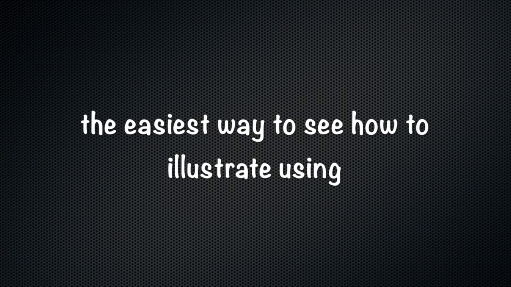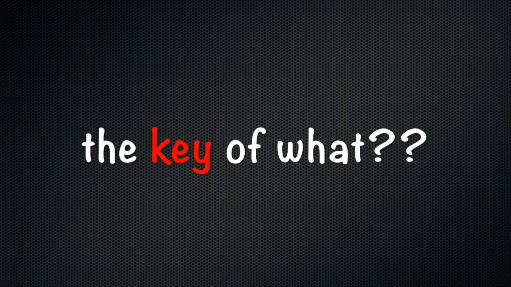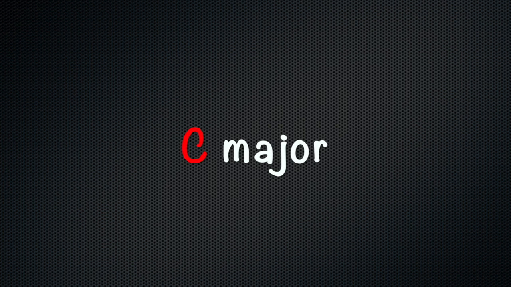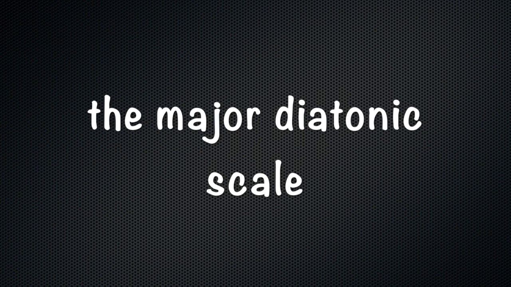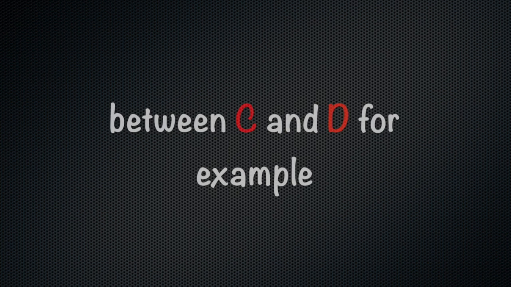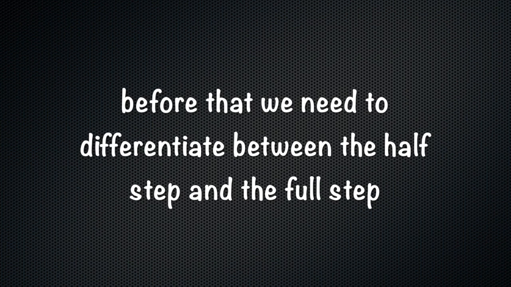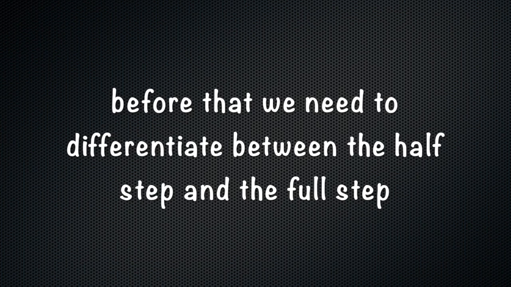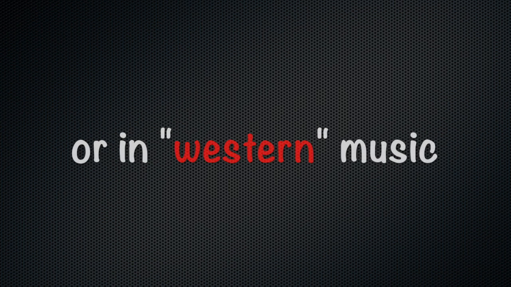The easiest way to see how this works is to illustrate using the key of what? C major, on the major scale. When I say the major scale, we're talking about the major diatonic scale. Let's take it between C and D, for example. But before that, we need to differentiate between the half step and the full step. The half step is the smallest interval on the piano or in Western music.